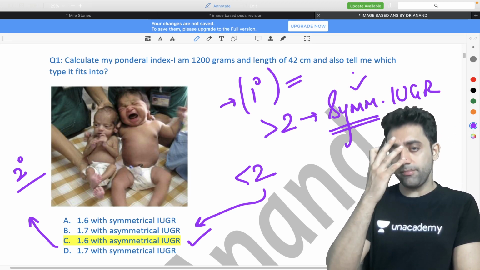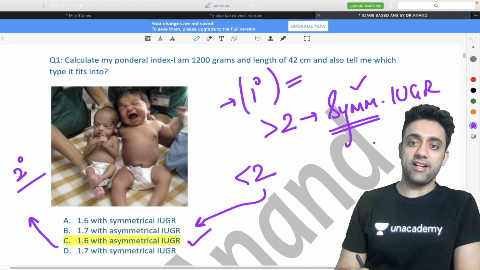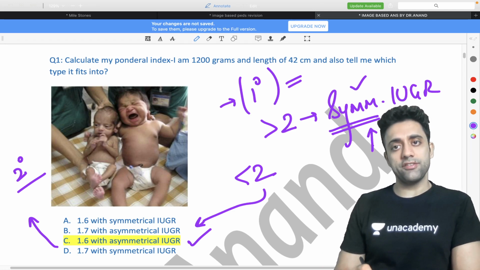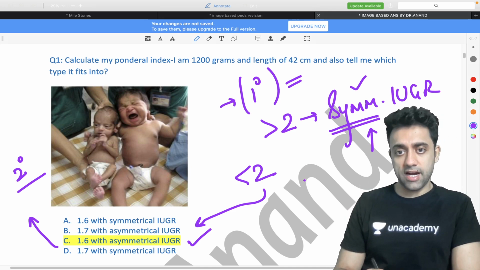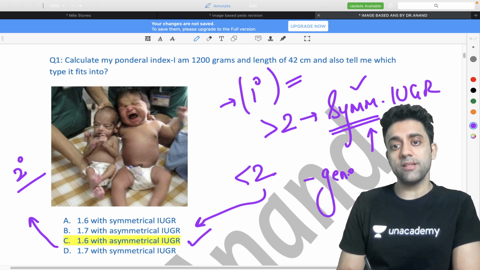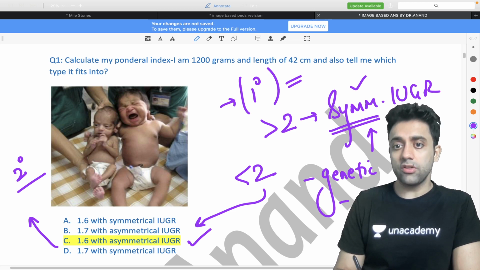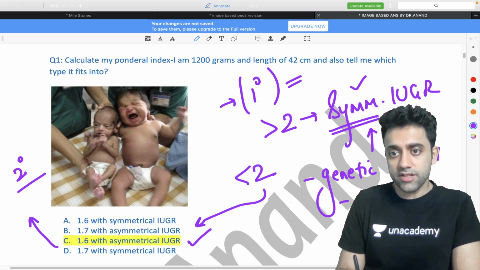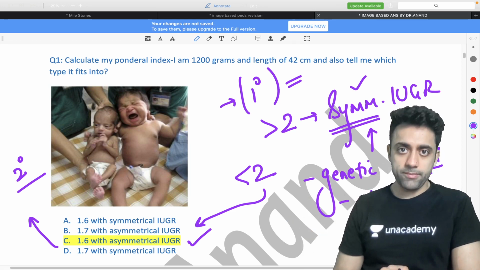So baby's head, baby's body, baby's liver, kidney, everything will be equally affected. That is known as symmetrical intrauterine growth restriction. And from the first trimester, if the insult has started, you can think of the causes could be some genetic defects. The causes could be some chromosomal disorders. The causes could be some TORCH infection. Yes or no? These are the prime causes for the first trimester insult to the baby.